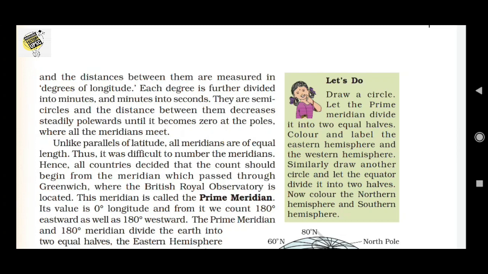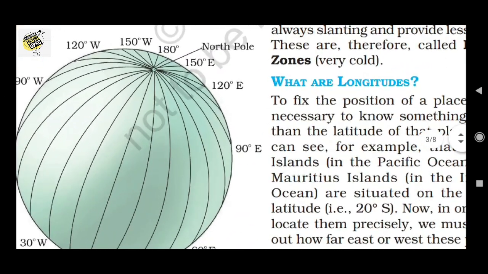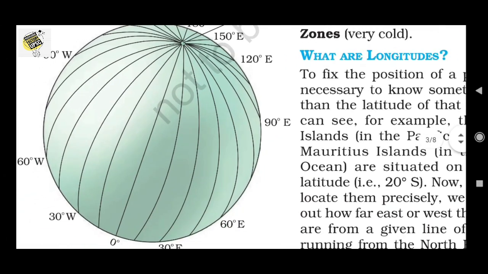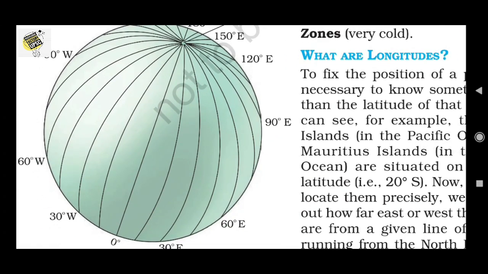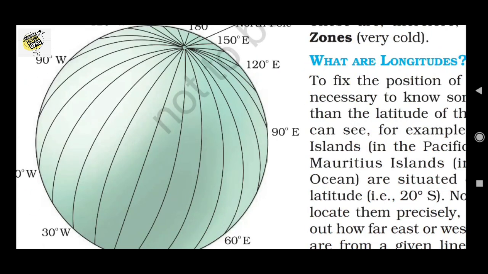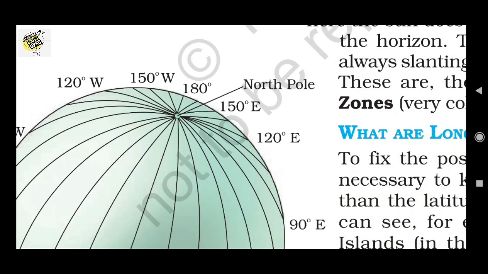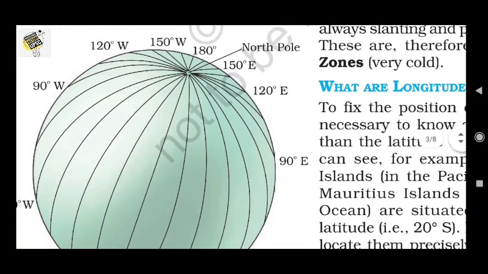They are semicircles, and the distance between them decreases towards the poles, where it becomes 0 and all the meridians meet. That means here there are several lines drawn vertically from the North Pole to the South Pole. When we look at the distance between these lines, it decreases towards the top of the pole, and at the top of the North Pole we can find that all these lines are meeting at a single point where all these longitudes meet together. Okay.